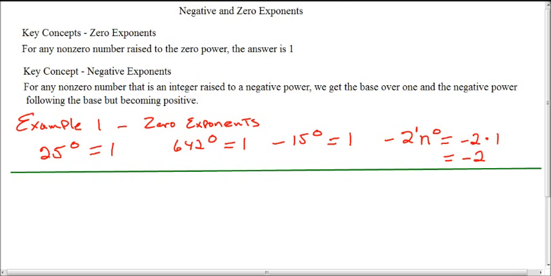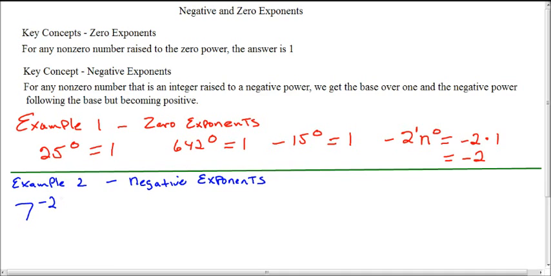Let's take a look now at about 3 examples of negative exponents and see exactly where they're going. Here's a good one: 7 to the negative 2 power.